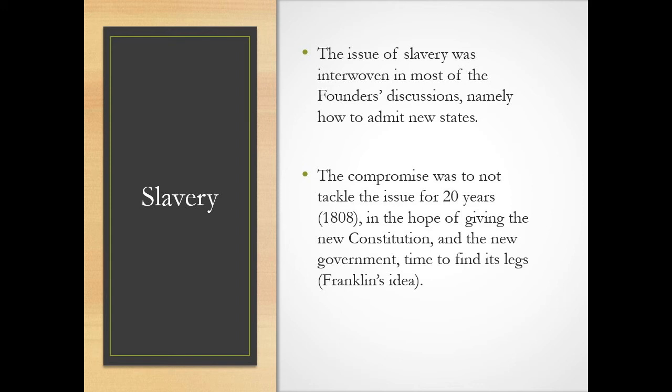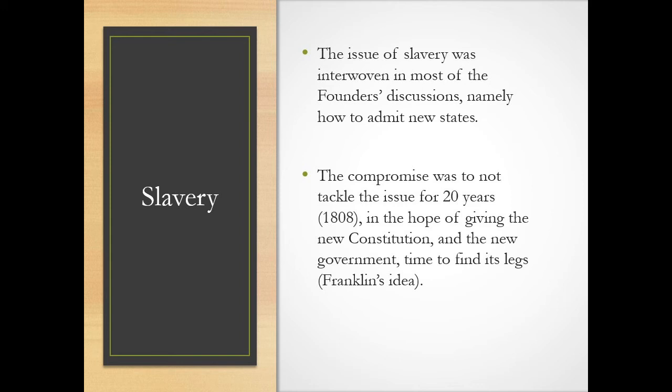So, the three compromises met by the drafters in the actual Constitutional Convention around the legislature were the Great Compromise, right? The balance between the Virginia Plan and the New Jersey Plan, the 3/5 Compromise, and the compromise about slavery, the prohibition of talking about slavery.